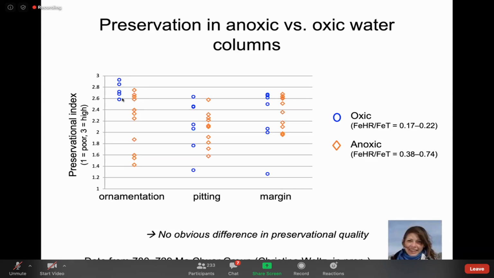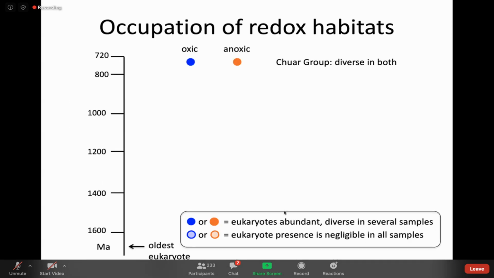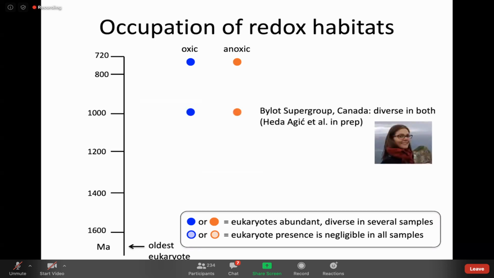Okay, so looking at the record then, there are not a lot of studies that have combined the presence of fossils and the redox conditions of the shales, but there are a few. They tend to assume that you can use the eukaryotic fossils themselves as a proxy for oxic conditions, which I disagree with. This is work by Hedda Agich, who's a postdoc in my lab. She's been looking at the Bylot Supergroup in Canada and finds diverse eukaryotes in both oxic and anoxic environments at this time. So that suggests that we do have aerobic eukaryotes.